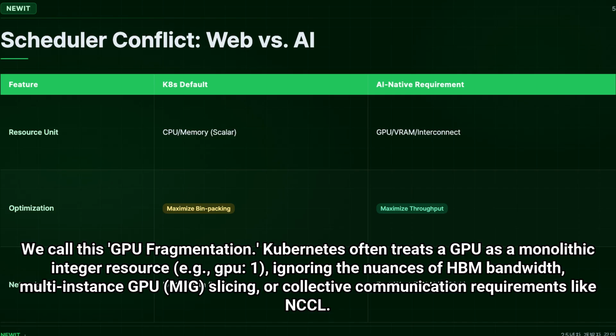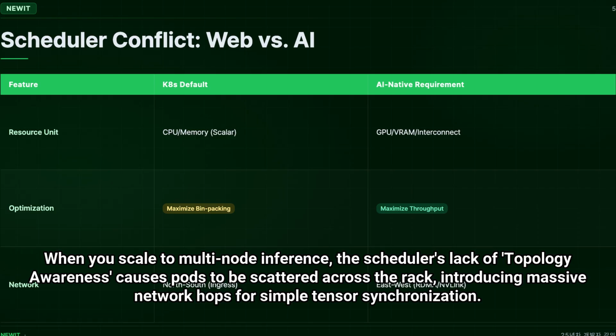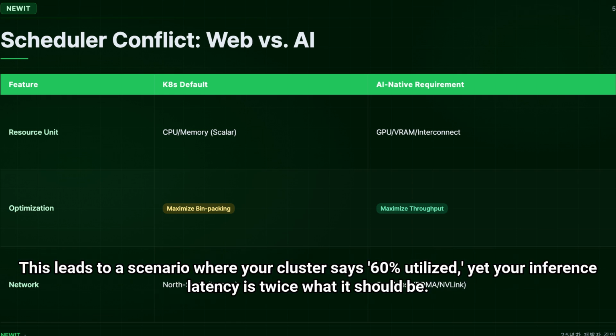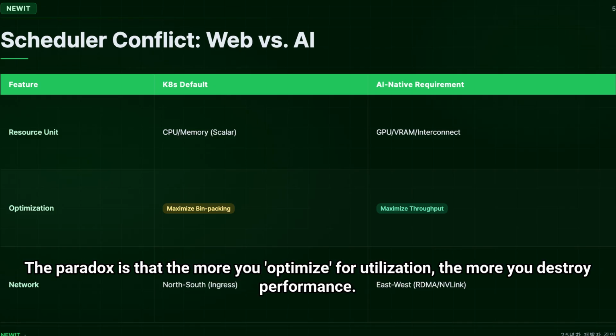Kubernetes often treats a GPU as a monolithic integer resource, for example, gpu: 1, ignoring the nuances of HBM bandwidth, multi-instance GPU (MIG) slicing, or collective communication requirements like NCCL. When you scale to multi-node inference, the scheduler's lack of topology awareness causes pods to be scattered across the rack, introducing massive network hops for simple tensor synchronization. This leads to a scenario where your cluster says 60% utilized, yet your inference latency is twice what it should be. The paradox is that the more you optimize for utilization, the more you destroy performance.